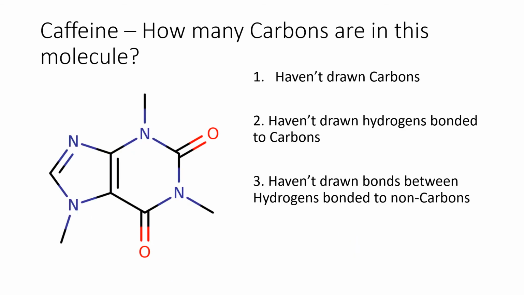So here's another molecule for you. This is caffeine, the primary active ingredient in things like coffee and tea and soda. How many carbons are there in caffeine? Pause the video and see if you can figure this out. Remember, we haven't drawn the carbons, we haven't drawn the hydrogens bonded to the carbons, and we haven't drawn the bonds between the hydrogens bonded to non-carbon atoms. Give it a shot.